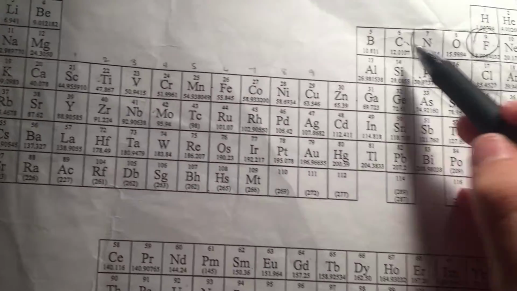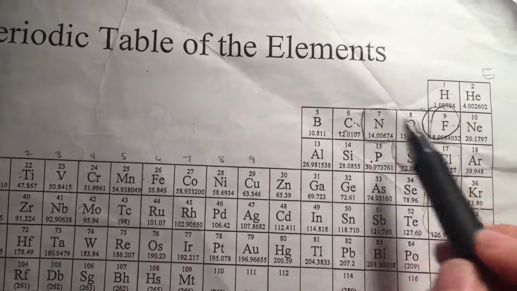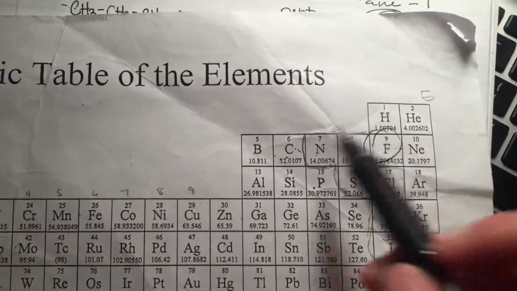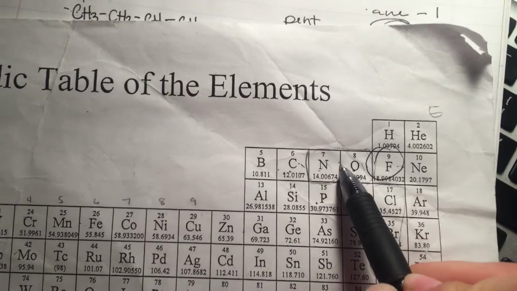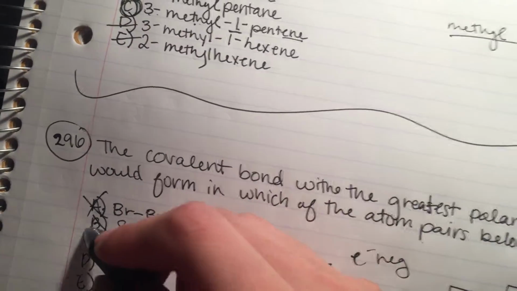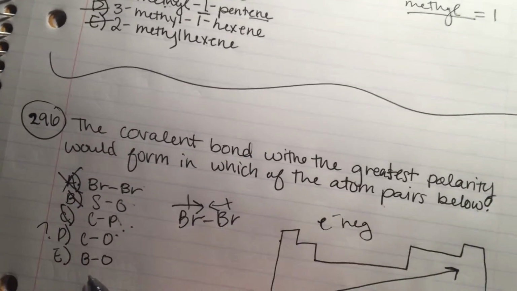And the dipole moment between carbon and oxygen, that is over 2 spaces, so far that's the most electronegative difference, and so that would have the greatest polarity and greatest dipole moment. So you can eliminate B and C and put a question mark here.